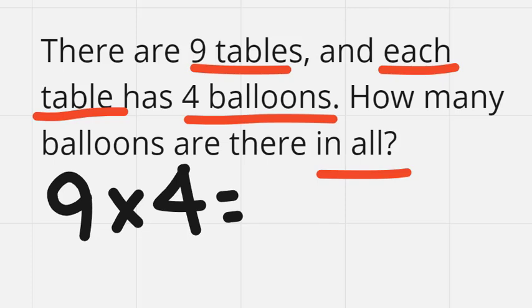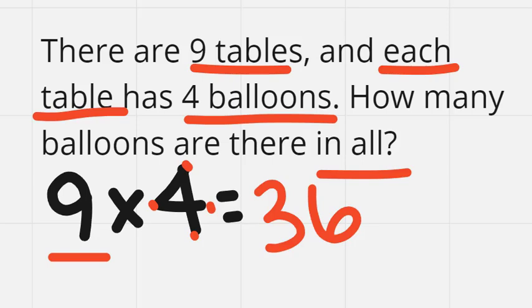Instead of drawing a picture, we can also skip count. I'm going to skip count by 9 on the 4. 9, 18, 27, what? 36. 9 times 4 equals 36. So you can either skip count or draw a picture, whichever you're most comfortable with.